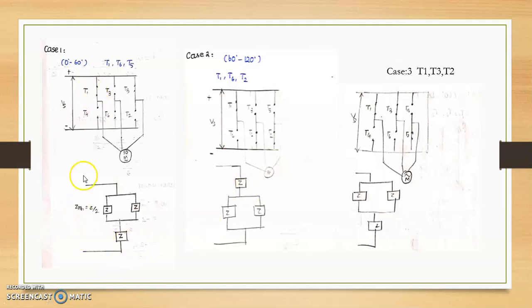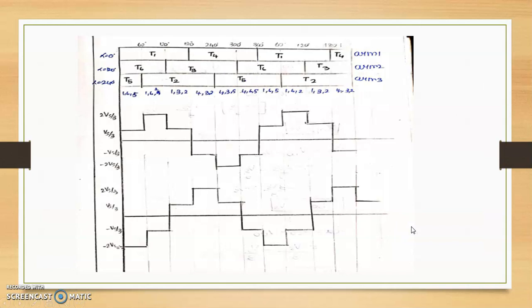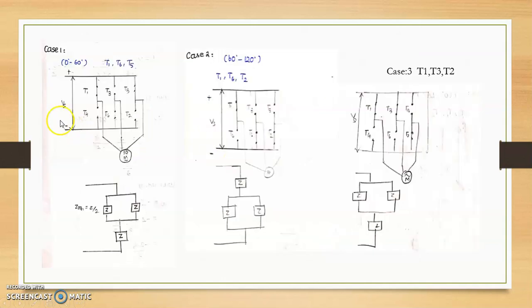So from that, case 1 has 2 upper arm switches and 1 lower arm switch. In case 2, 2 lower arm switches and 1 upper arm switch. In case 3 again, 2 upper arm switches and 1 lower arm switch. So the upper arm switch is responsible for positive conduction and the lower arm switch is responsible for negative conduction. That is explained here. The details of this waveform, how the waveform is generated, what all the case conditions are, and how the impedance diagram is explained, are all in a separate PDF which I will share with you in our class activity.